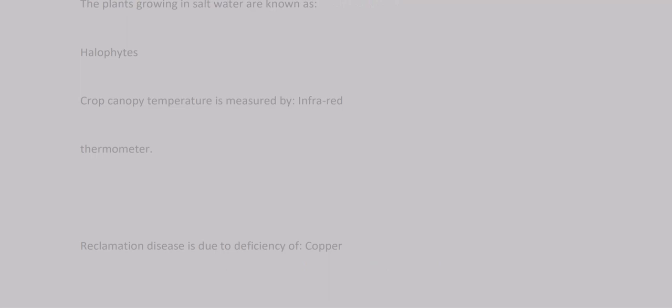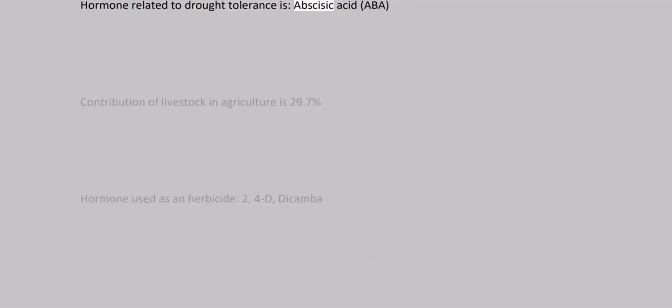Part of basic objective of sustainable agriculture is maintain ecological balance. The plants growing in salt water are known as halophytes. Crop canopy temperature is measured by infrared thermometer. Reclamation disease is due to deficiency of copper. Hormone related to drought tolerance is abscisic acid, ABA. Contribution of livestock in agriculture is 29.7%. Hormone used as an herbicide, 2,4-D, dicamba.